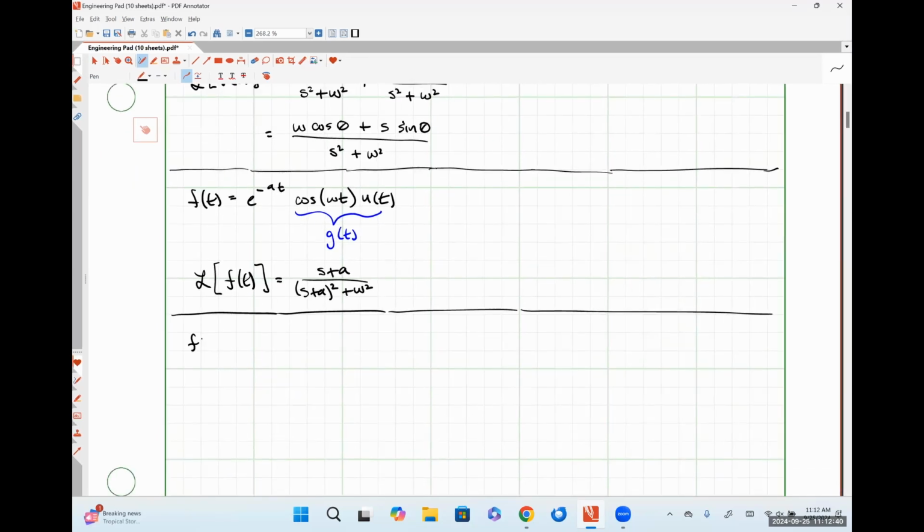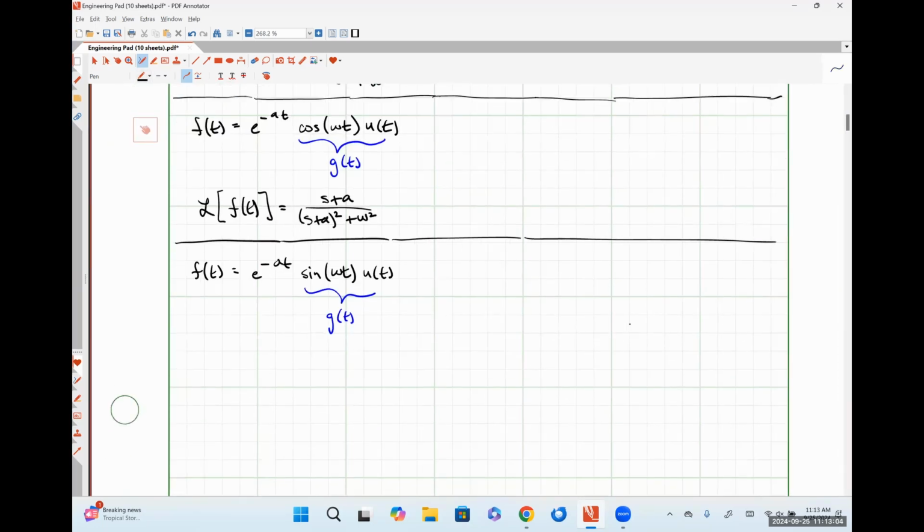Very similarly, if we had an exponentially decaying sine function, e to the negative at sine omega t u of t, we can do the exact same thing, right? So if sine omega t times u of t is our function g of t that is being frequency shifted, then our Laplace transform should be simply omega over s plus a quantity squared plus omega squared.